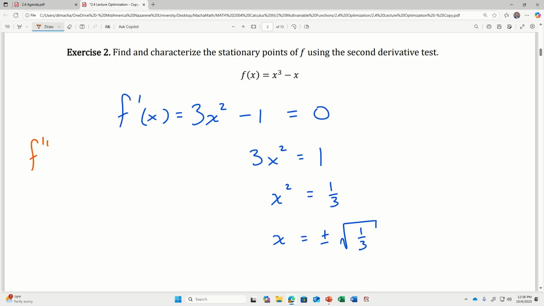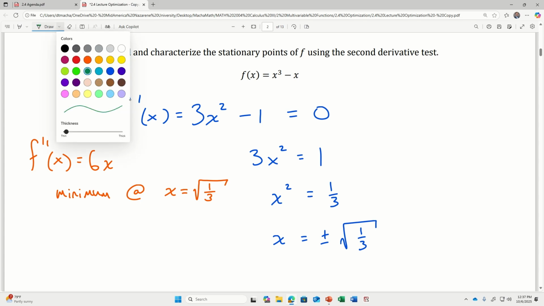And then here's my second derivative. That's the derivative of 3x squared, which is 6x. So where x is positive, my second derivative is going to be positive. So where x is positive, my function is concave up. And if my function is concave up, that means I have a minimum. And so I'm going to have a local minimum at the point x equals positive square root of 1/3, or positive square root 3/3, if we're being fancy.